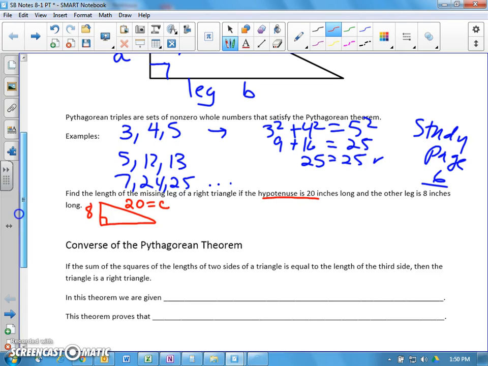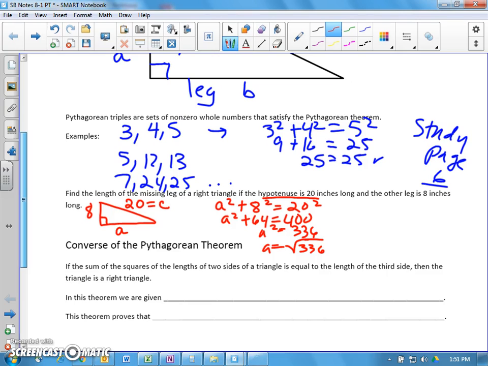One leg is 8 inches. I don't know how long the other one is. I'm just going to call it A. So I have A squared plus 8 squared equals 20 squared. We're going to work this out, take care of your squares and your arithmetic. And so we get A to be the square root of 336.